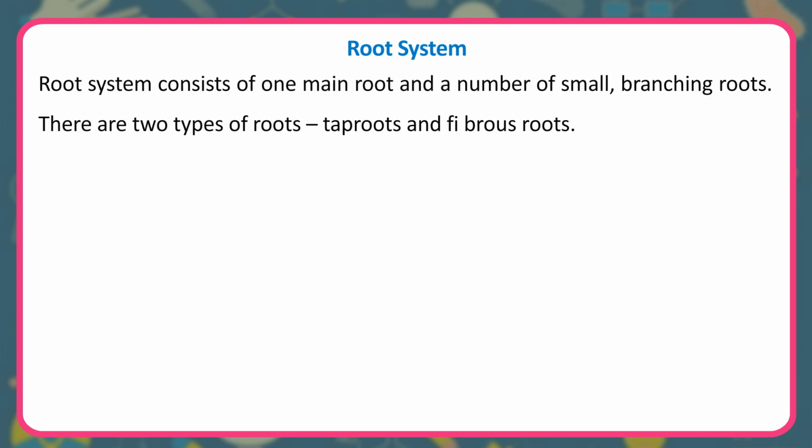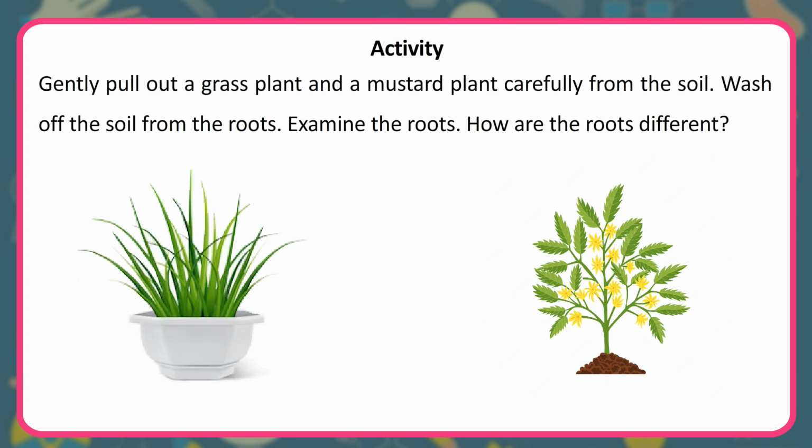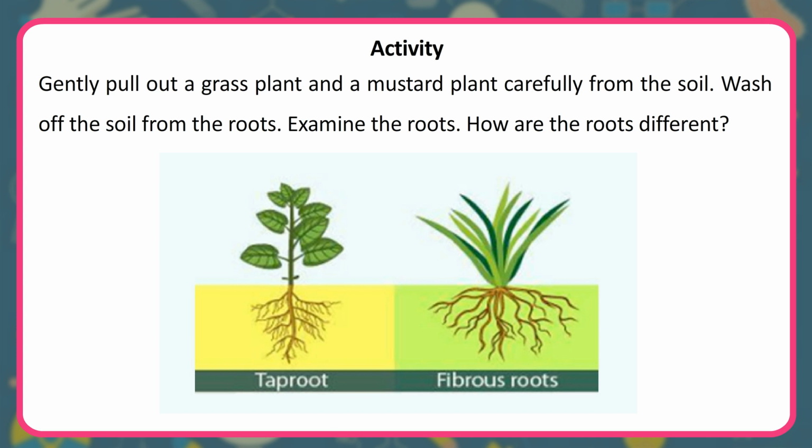Root system. Root system consists of one main root and a number of small, branching roots. There are 2 types of roots, tap roots and fibrous roots. Activity. Gently pull out a grass plant and a mustard plant carefully from the soil. Wash off the soil from the roots. Examine the roots. How are the roots different?